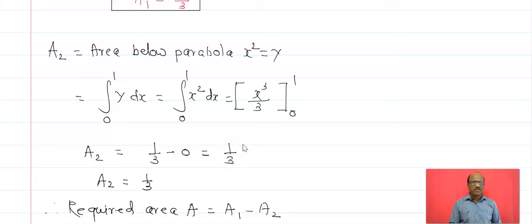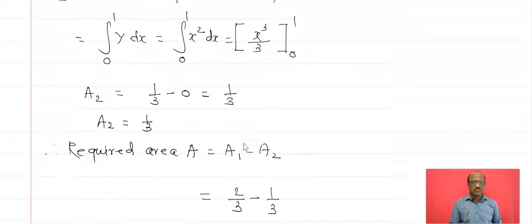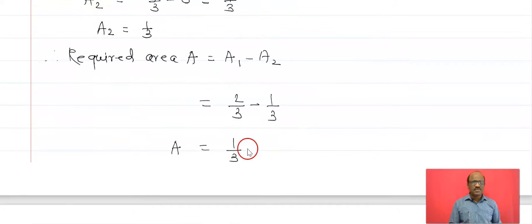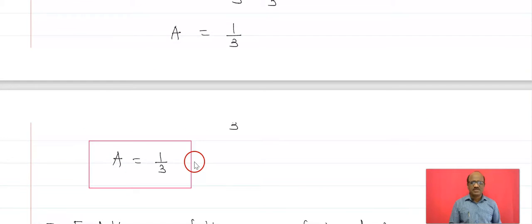All these problems we have discussed in the MCQ questions also. Here A2 is equal to 1 by 3. Therefore the required area is A1 minus A2, that is 2 by 3 minus 1 upon 3. That is equal to 1 upon 3, and this is the required answer.